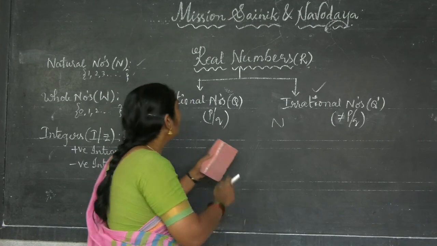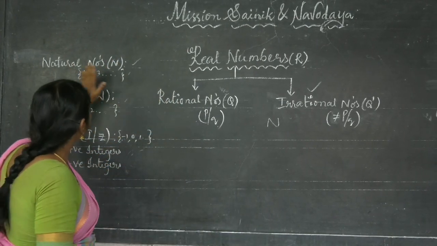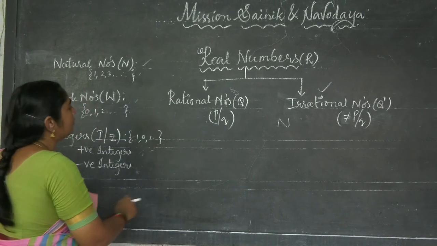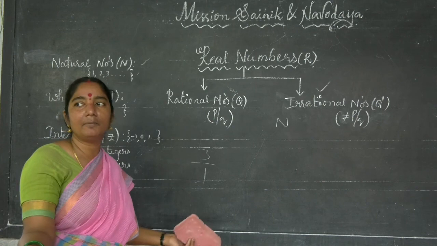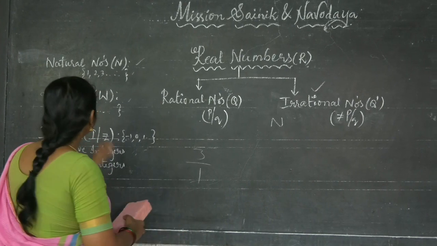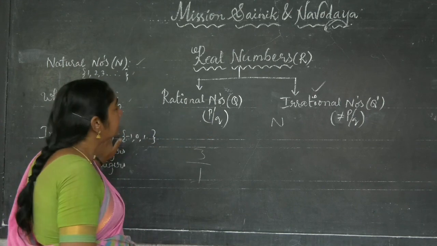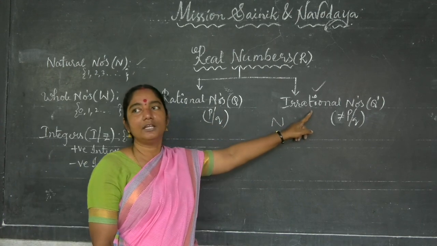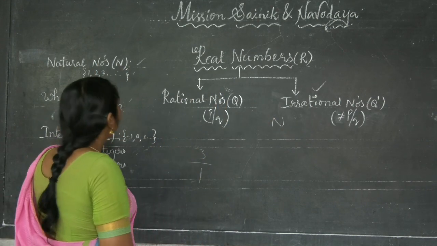Next, rational numbers. All these come under rational numbers. Natural numbers are also part of rational numbers because you can write 3 as 3 by 1. You can write any number as divided by 1. It is a ratio. So my dear friends, all these come under rational numbers. But all these do not come under irrational numbers. They don't come under irrational numbers. But all these sets come under rational numbers.